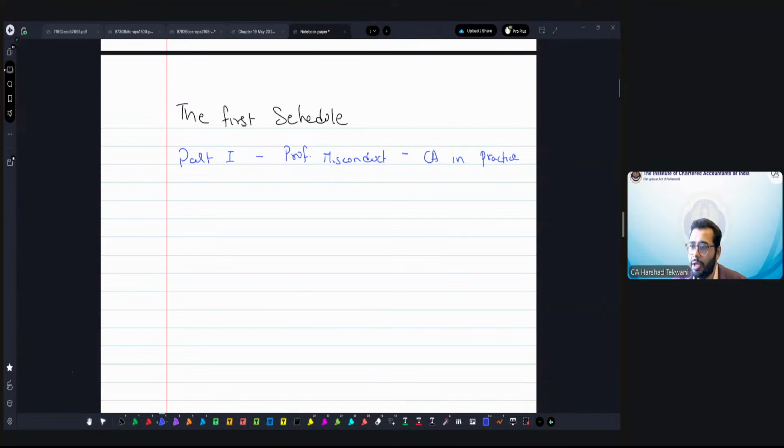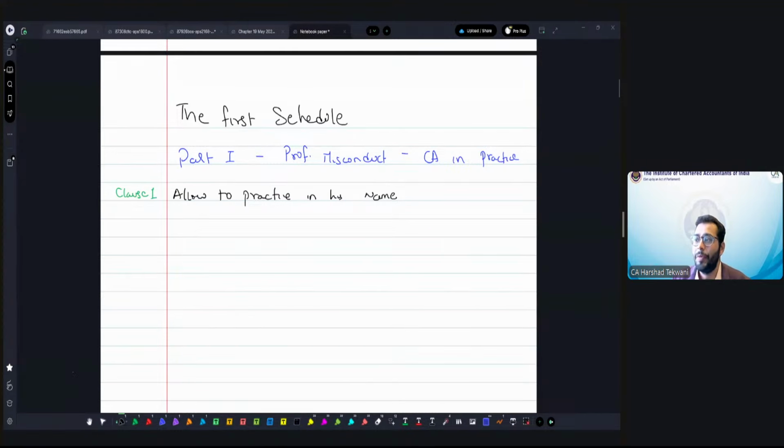So clause one talks about that if you allow anyone to practice in your name, you will be held guilty, deemed to be held guilty of professional misconduct. So quickly we'll write it. Clause one: allow to practice in his name. Now when we discuss a particular clause, we will also discuss the exceptions to that clause. If you do that particular thing, you will not be deemed guilty of professional misconduct.